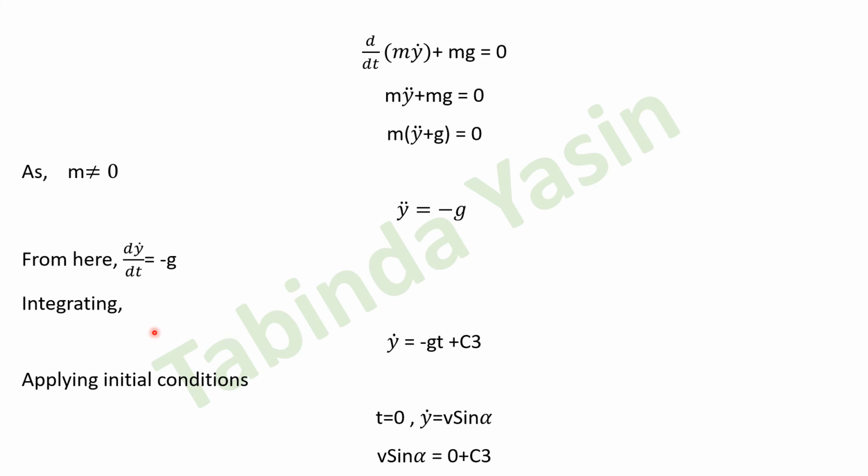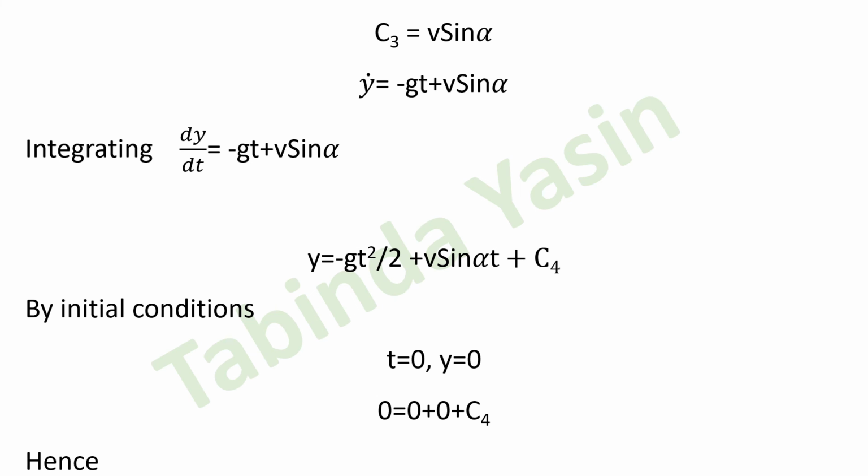Now integrating that equation, we get y dot is equal to minus gt plus c3, where c3 is a constant. To find the value of c3, we have the initial conditions: we put t is equal to 0 and y dot is equal to v sin alpha. So v sin alpha is equal to 0 plus c3. So c3 is equal to v sin alpha, and substituting that value in the previous equation in place of c3, we get y dot is equal to minus gt plus v sin alpha.